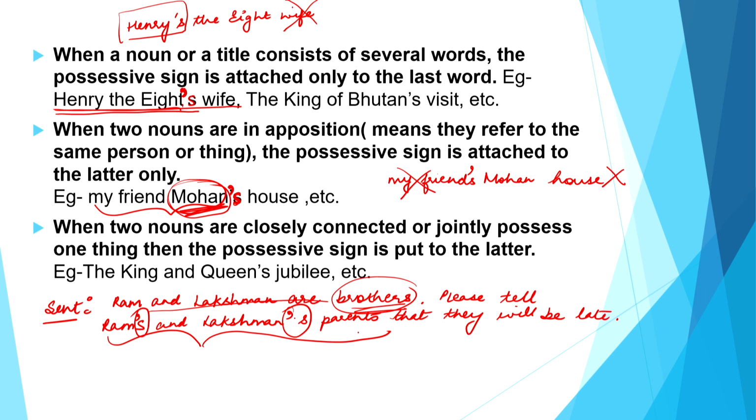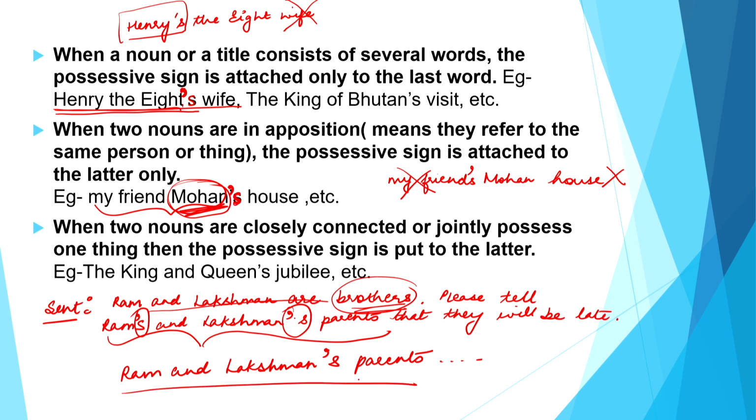The correct statement would be: Ram and Lakshman are brothers. Please tell Ram and Lakshman's parents that they will be late. So, the correct part would be Ram and Lakshman's parents. We add an apostrophe along with s to the latter part, that is Lakshman.